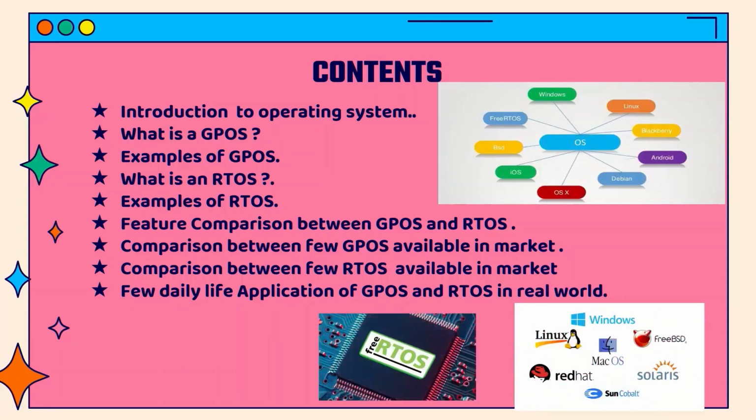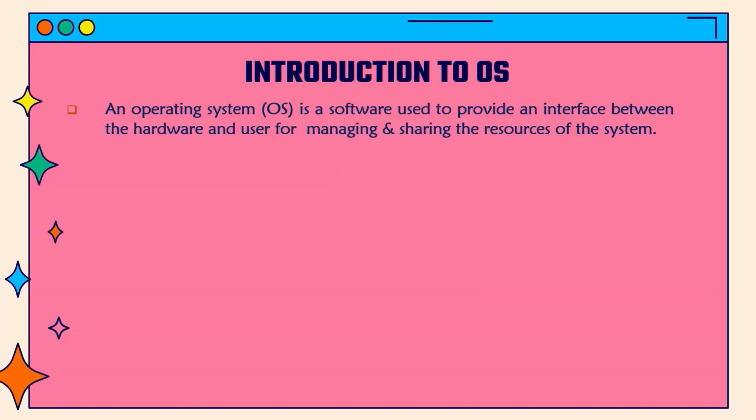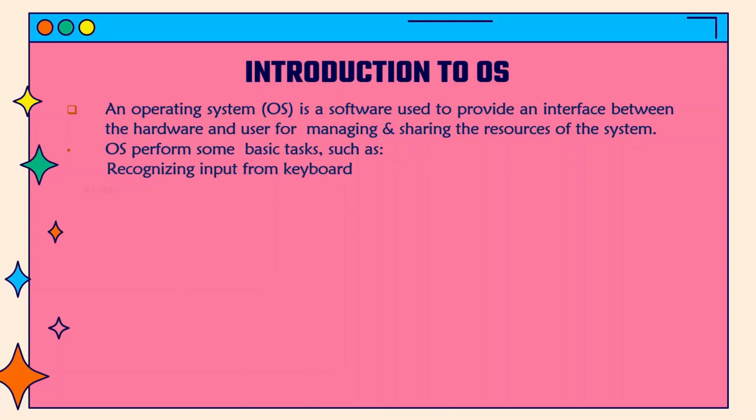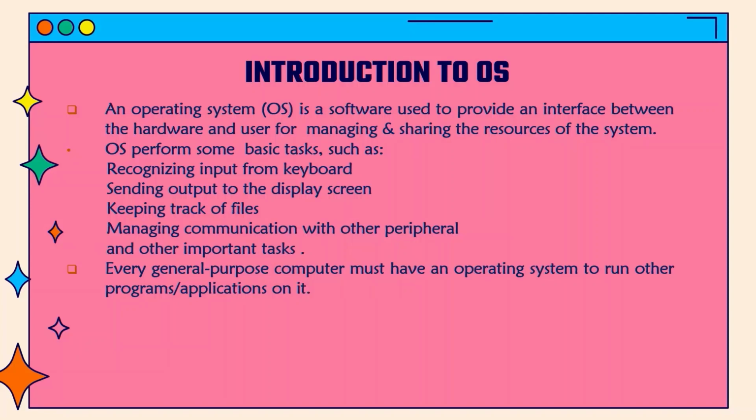So basically, what is an operating system? An operating system is software used to provide an interface between the hardware and the user for managing and sharing the resources of the system. An operating system performs some basic tasks such as recognizing input from the keyboard, sending output to the display screen, keeping track of files, managing communication with other peripheral devices, and other important tasks. Every general purpose computer must have an operating system to run other programs or applications on it.